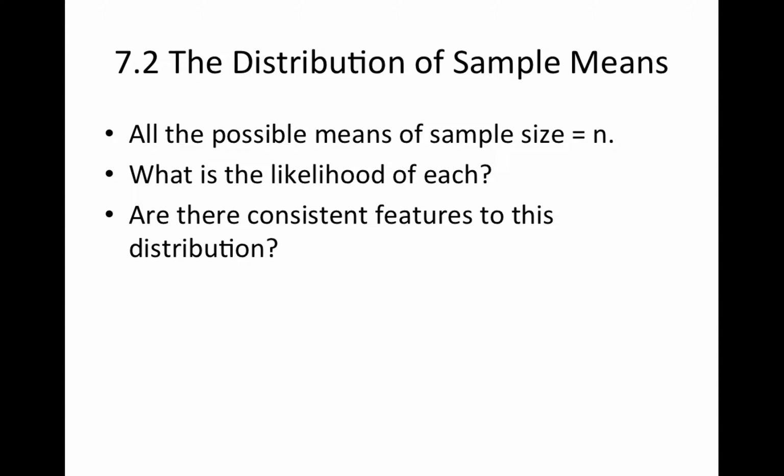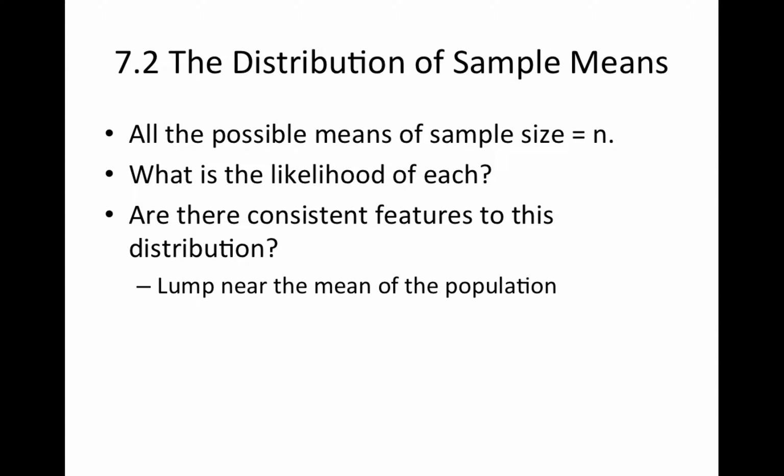And we talked about that before, and I can talk about it a little bit more today. So there's different likelihoods, like I said, of each of the means of those samples of 2. And we want to know, are there consistent features to this distribution of sample means? And of course the answer is yes. We've already looked at this. We looked at this in lab. But I'm talking about it a little bit more here just to reinforce the concept.